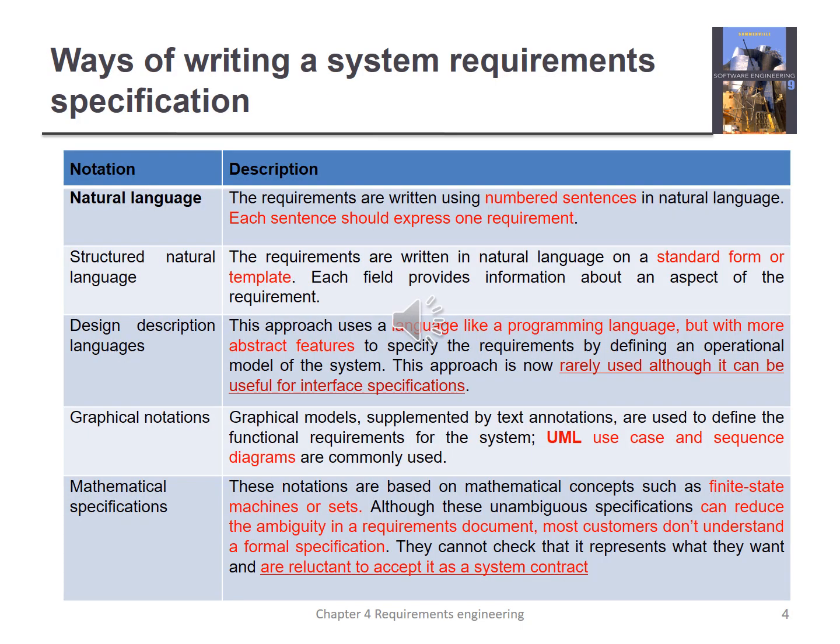As we explained in the previous two lectures about ways of writing system requirement, there are many different ways. One of them is the natural language. Natural language requirements are written using numbered sentences. In a natural language, each sentence should express one requirement, no more. And it is written in the language of the user.